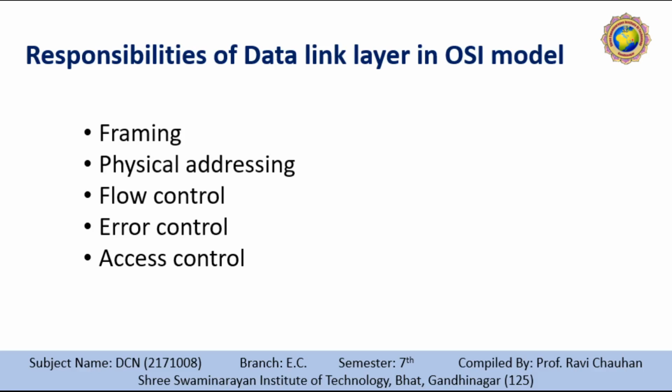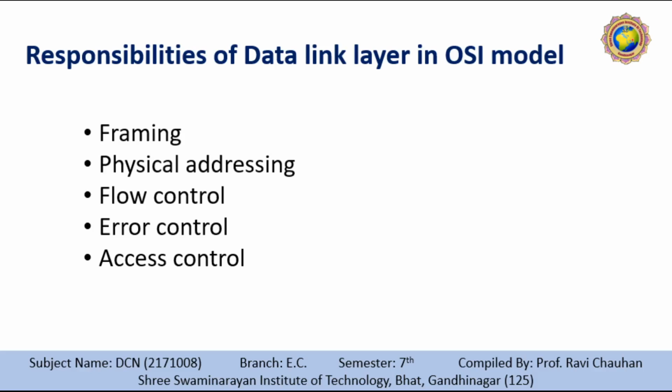Next is error control. In the data link layer, error control is one of the major things to be considered. The data link layer adds reliability to the physical layer by adding mechanisms to detect and retransmit damaged or lost frames. It also uses a mechanism to recognize duplicate frames.